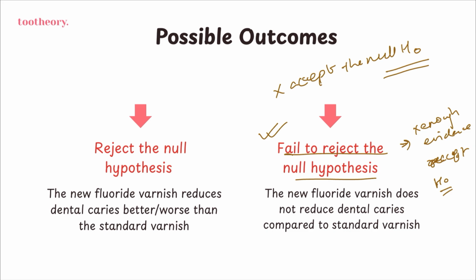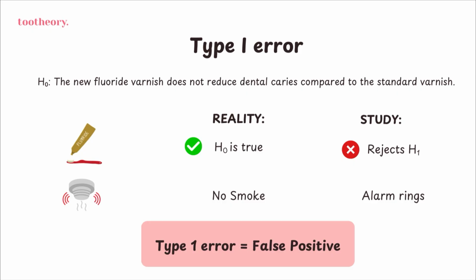All right, so now that we have seen the possible outcomes that a study might have, whether we reject the null hypothesis or fail to reject the null hypothesis, let's move on to another term that you might see on your exam, which is the type 1 error. So let's imagine our study makes a mistake, right? Suppose the new fluoride varnish actually does not work. So if this does not work, in reality, the null hypothesis is actually true, because the null hypothesis said that there is no difference between the standard varnish and the new fluoride varnish, right?